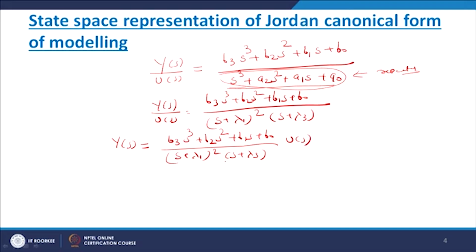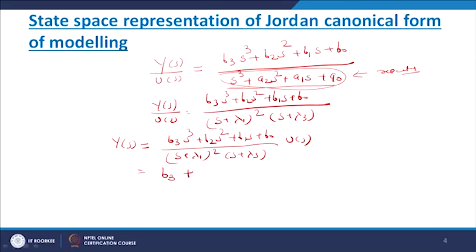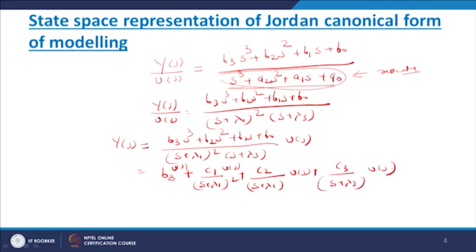For this type of transfer function we cannot apply the inverse Laplace transform. So in order to apply the inverse Laplace transform, we have to write this transfer function in this form: b3 into U(s), plus c1 upon (s plus lambda 1) square into U(s), plus c2 upon (s plus lambda 1) into U(s), plus c3 upon (s plus lambda 3) into U(s). So Y(s) is represented in terms of b3, c1, c2 and c3. c1, c2 and c3 are called residues.